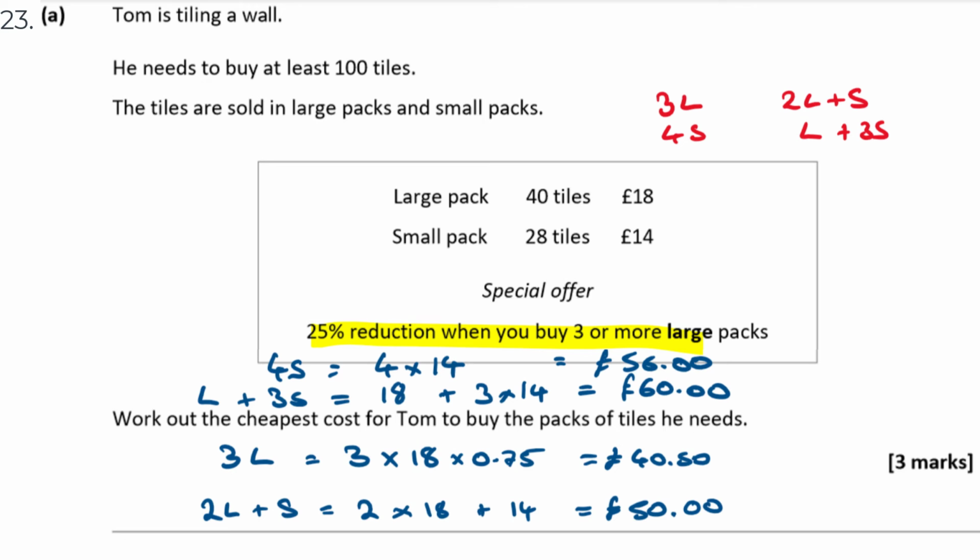Okay, so we've got all the different combinations now. Just need to pick out the cheapest one. It's that one there with the discount, isn't it? £40.50. So that one there, cheapest.